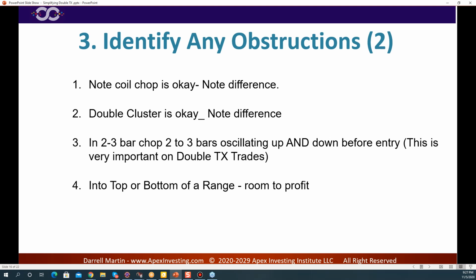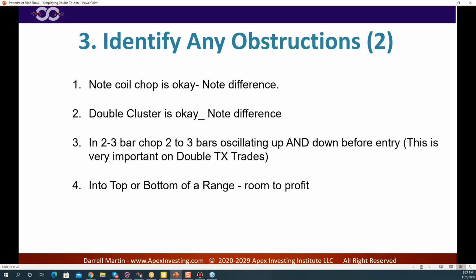Now, one of the same rules that does apply is we do not want to take it in what we call 2 to 3 bar chop. Coil chop is when it's 3 bars in a row, like up, down, up, down. What we call 2 to 3 bar chop is when it's 2 or 3 bars up, 2 or 3 bars down, 2 or 3 bars up, 1 bar down, 2 or 3 bars up. We could be in a chop range there. We don't want to trade within that little bitty chop.